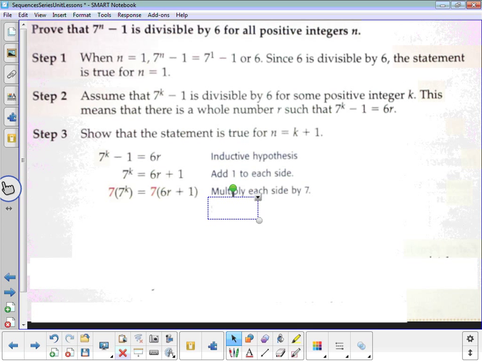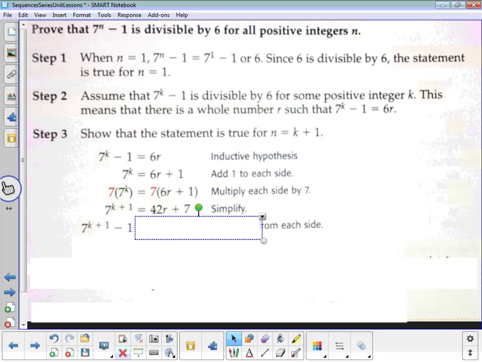So now, with that being said, I can simplify. Basically 7 times 7^k is 7 to the k plus 1 power. And on the other side, I get 42r plus 7. Now my next step is I want to subtract 1 from both sides. That way I can get it looking back like the other one. I want to get 7 to some power minus 1. And on the other side, when I subtract the 1, I get 42r plus 6.